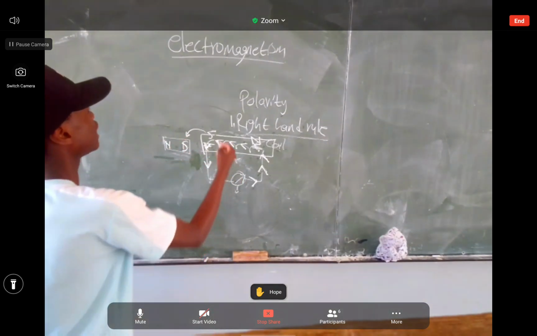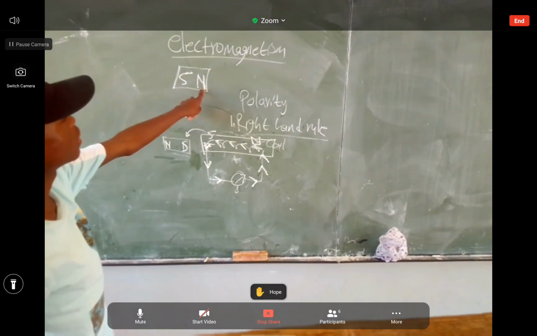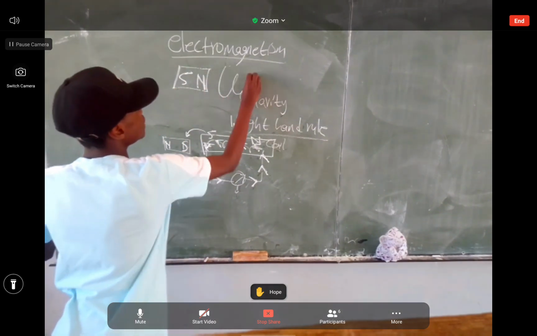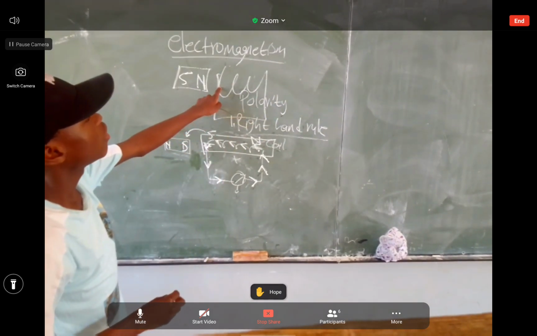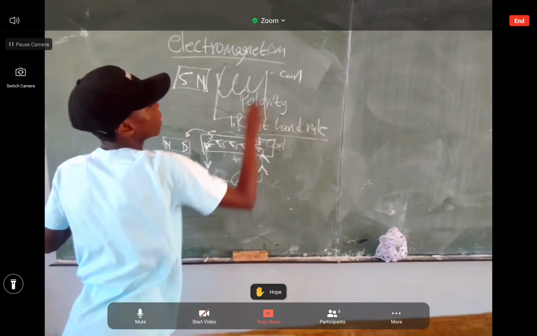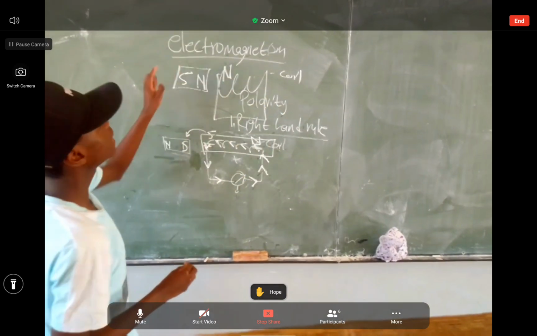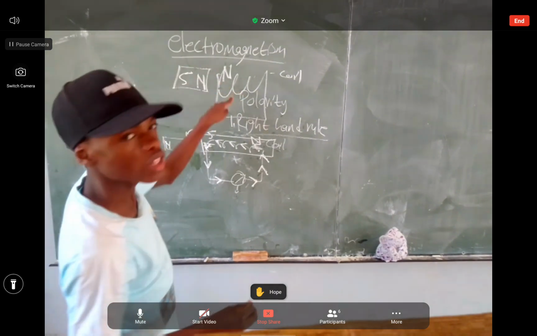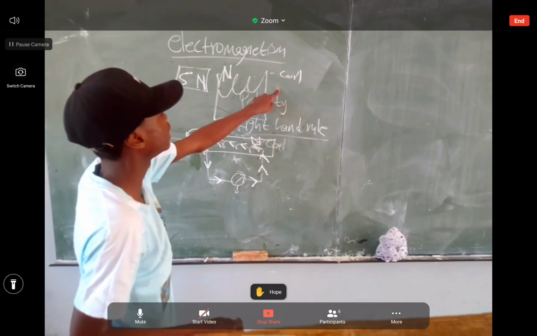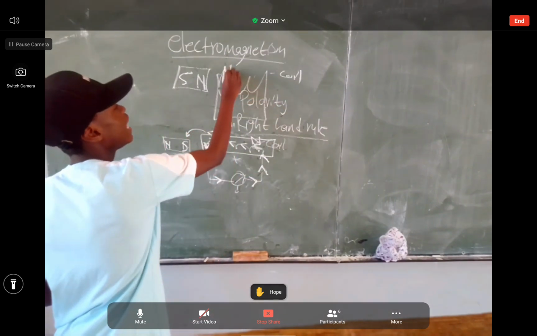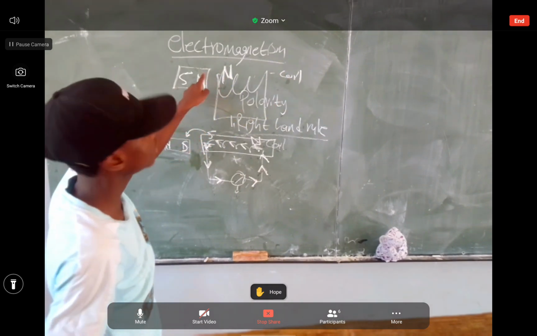Let me give you another example. If you are told that this is the north and this is the south pole, this simply means that this end of the coil will be what? Will be your north pole. Because the north pole of the magnet is approaching this coil, it will make the end of this coil that is near it what? North.